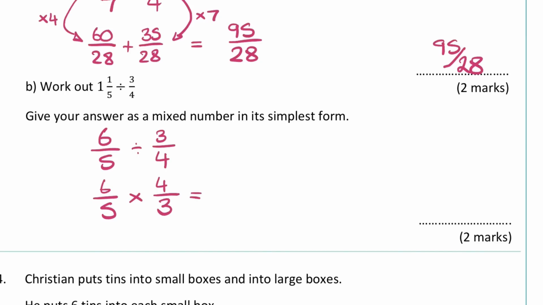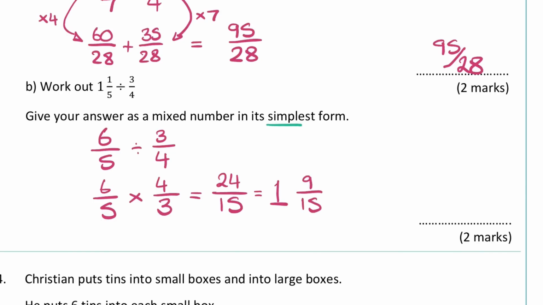Multiplication is really nice. You just times the top, so 6 times 4 is 24 and 5 times 3 is 15. And there we go, we have our answer as an improper fraction. Now it wants a mixed number, so how many times does 15 fit into 24? Well, it fits in once, and our remainder from 15 to 24 is 9. So we have 9 left over 15.